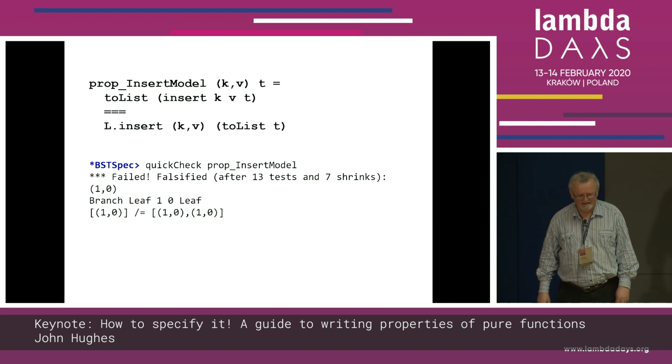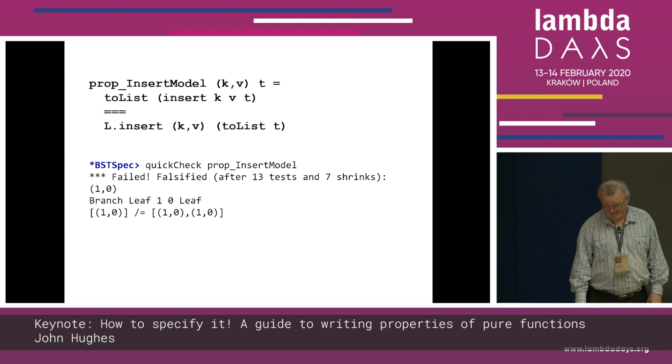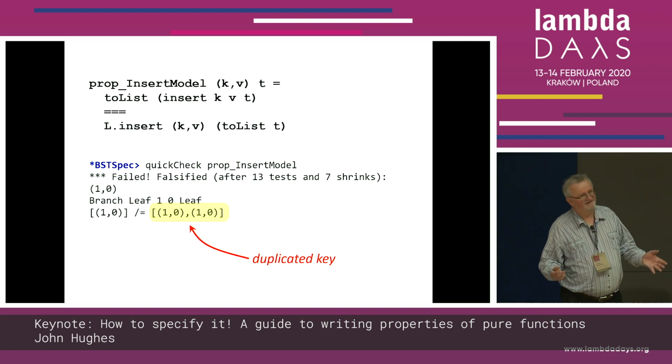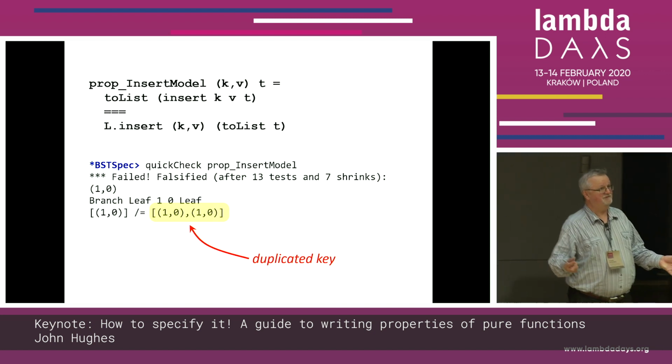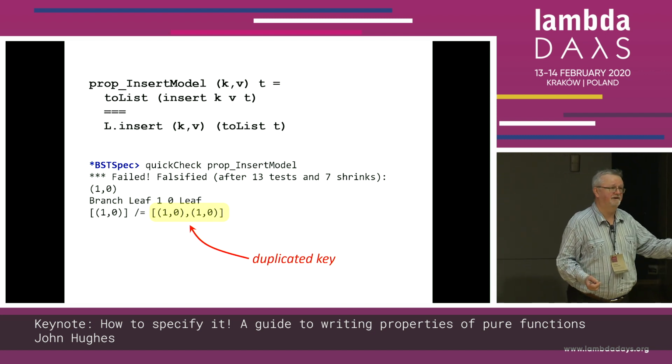Why is it false? Well, QuickCheck shows me, right? It's false because, in this case, I'm inserting the key 1 into a tree that already contains it. And QuickCheck complains that these two lists are different. The rightmost one is the one produced by the model, by list insertion. And what do you know? List insertion does not object to duplicate elements in the list, whereas the tree insertion will never insert a duplicate key.